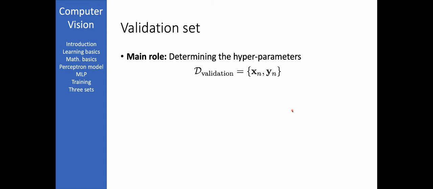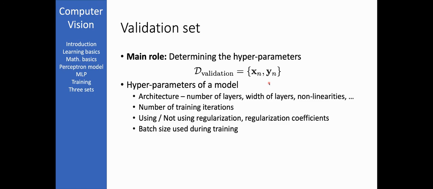The second set is what's called the validation set. In a validation set, we also have the features and the corresponding labels. The role of the validation set is to fit the hyperparameters. These hyperparameters can be, for example, the architecture, so the number of layers, the width of the layers, the type of the nonlinearities, the number of iterations that we use to train the model, using or not using regularization coefficients and how to set them, or even the batch size; we will see in a second how to set it. So there are quite a number of hyperparameters of a deep learning model, or in general machine learning models, and the goal is to be able to set them.